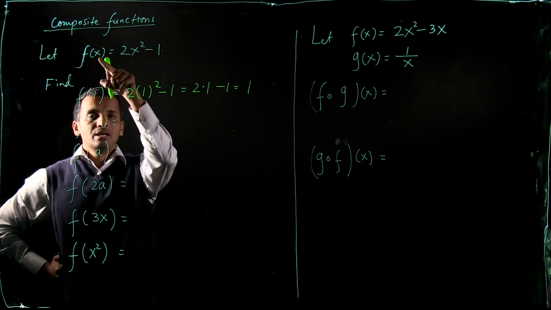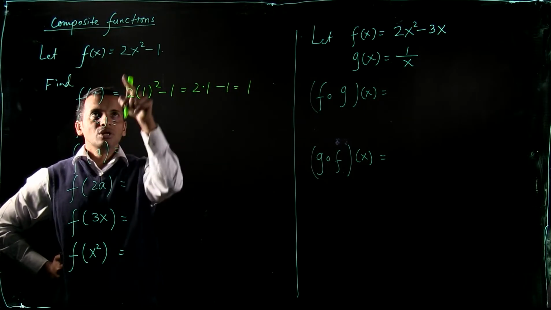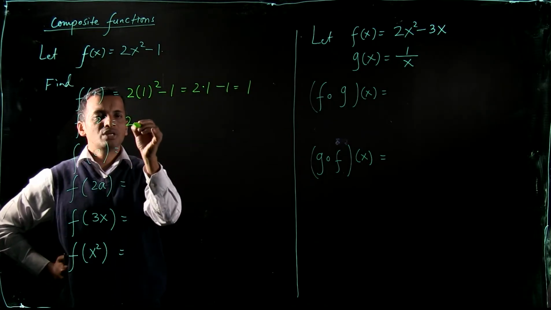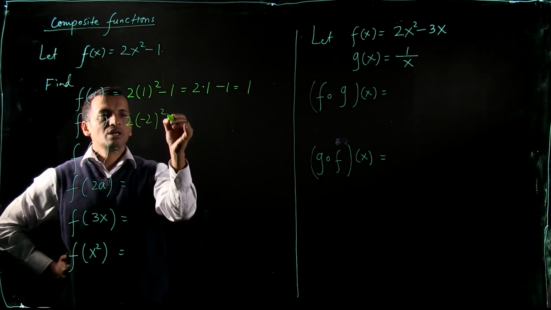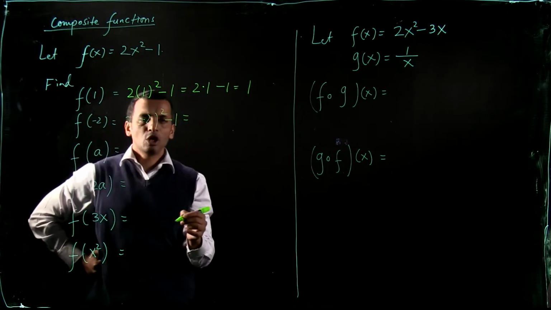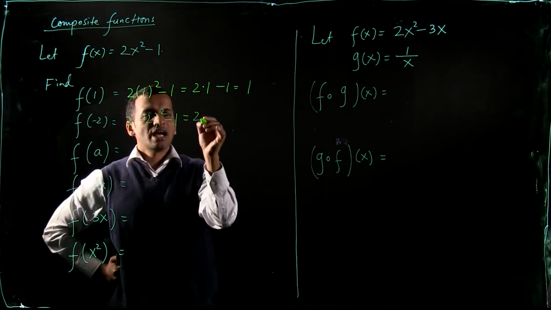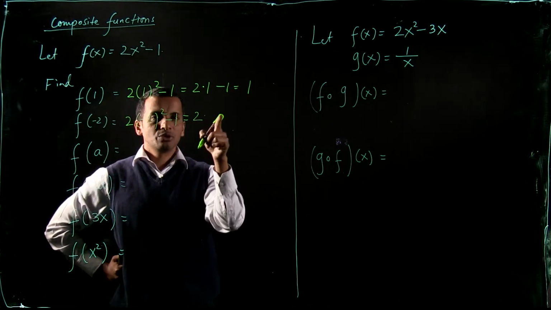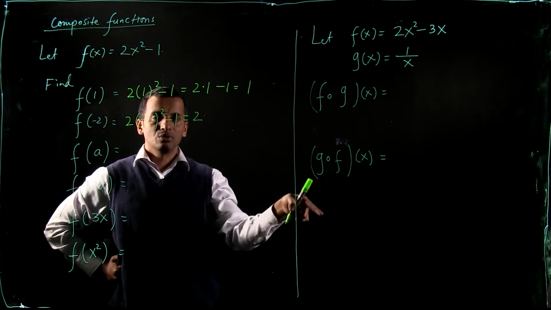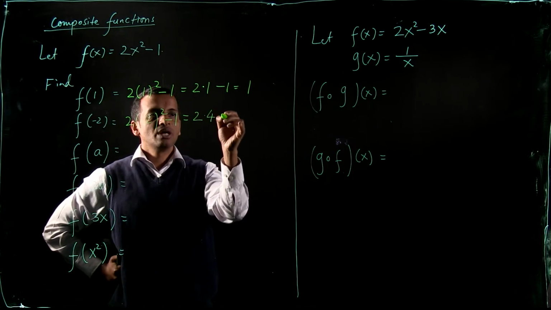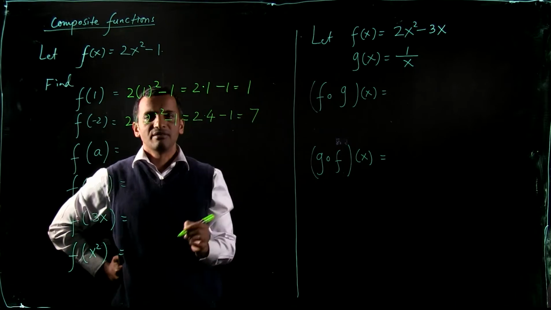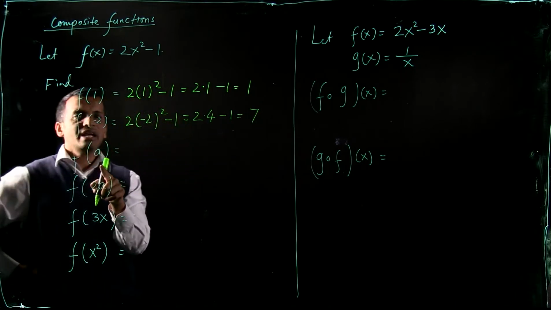How about f at negative 2? That means replace x by negative 2. On the right-hand side, all the x's must be replaced by negative 2, so 2 times negative 2 squared, and then minus 1. What is negative 2 squared? It is positive 4, because negative 2 squared is negative 2 times negative 2. So that will be positive 4 and then minus 1. So it is 8 minus 1, which is 7.